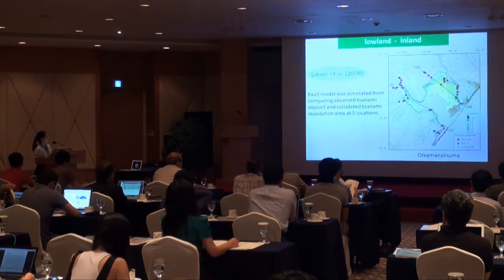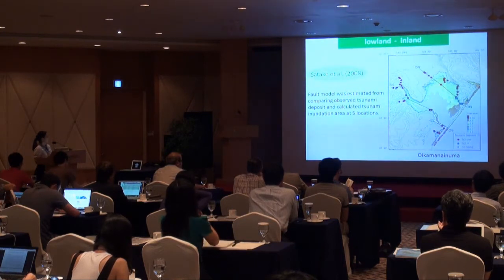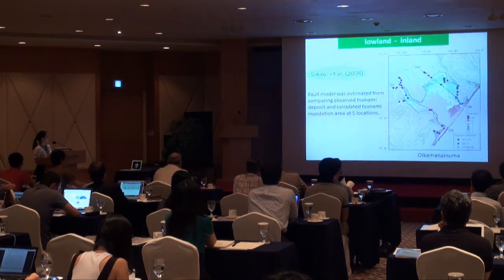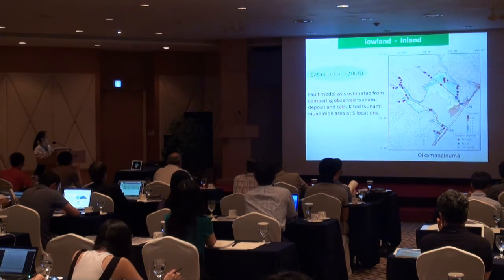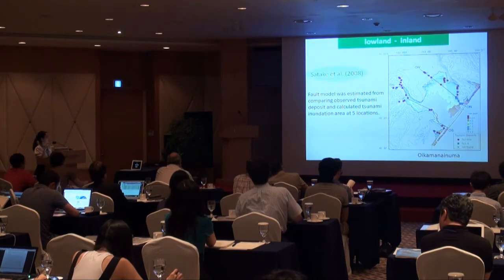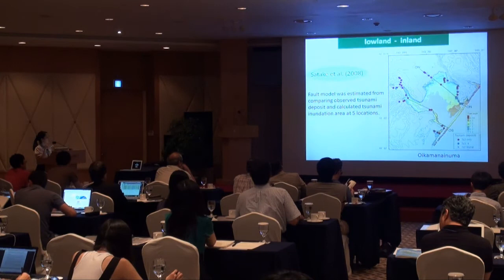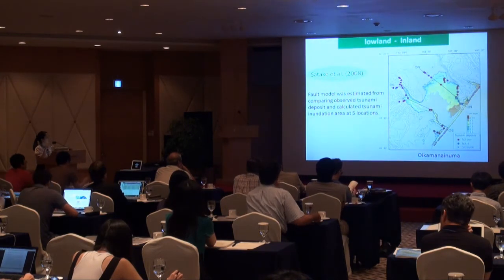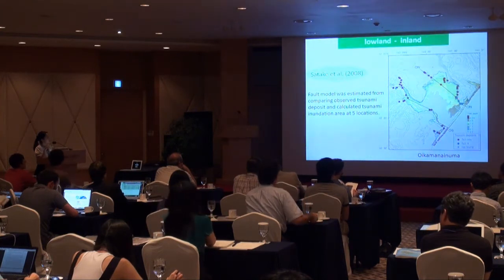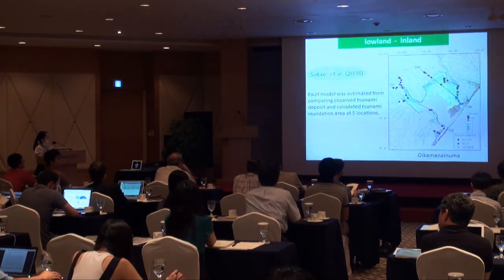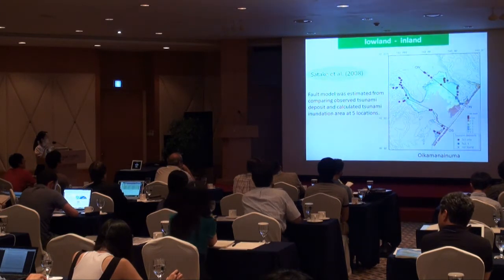In Satake's paper, the fault model was estimated by comparing observed tsunami deposits and calculated tsunami inundation area at 5 locations. This figure shows Oikamanai-numa. So many tsunami deposits were observed inland. And the color part shows the computed tsunami flow depth.